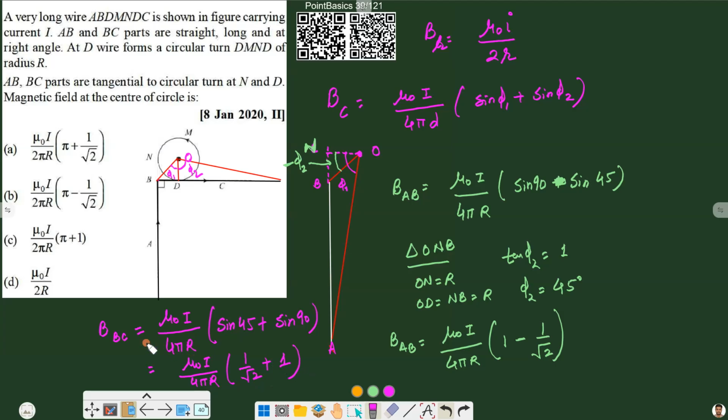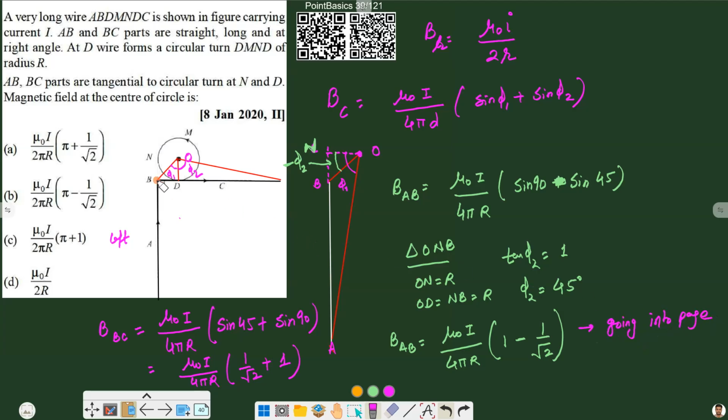What is the direction of the magnetic field due to this BC conductor and due to the AB conductor? If we apply the right hand screw rule, as current is going up, on this side the magnetic field will be going into the page. On the left side of conductor AB, the magnetic field will be coming out of the page, and on the right side of this conductor the magnetic field will be going into the page. So this field is going into the page.